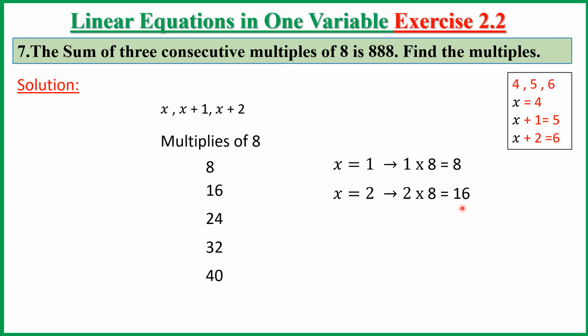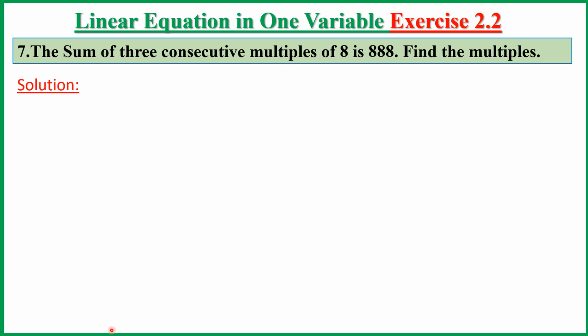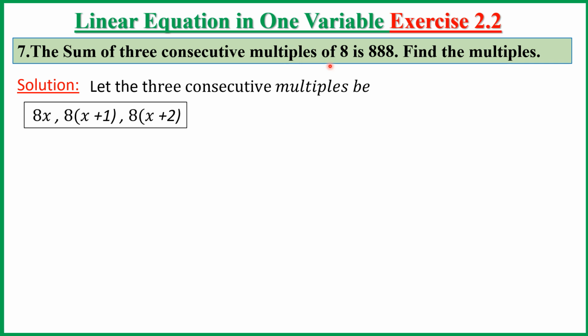So the answer will be 16 and so on. So how we have to take the consecutive multiples of 8 means it is 8x, 8 into x plus 1, and 8 into x plus 2. Coming back to our question, the sum of 3 consecutive multiples of 8 is 888. So what we have seen, 3 consecutive multiples of 8 are 8x, 8 into x plus 1, 8 into x plus 2. Find the multiples. So here let the 3 consecutive multiples be 8x, 8 into x plus 1 and 8 into x plus 2.